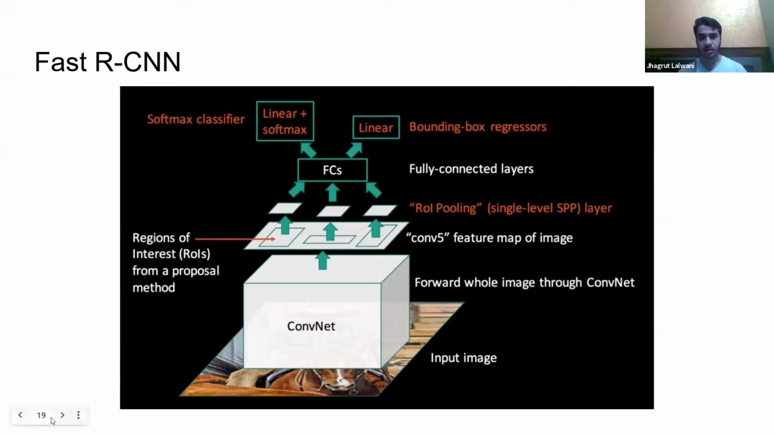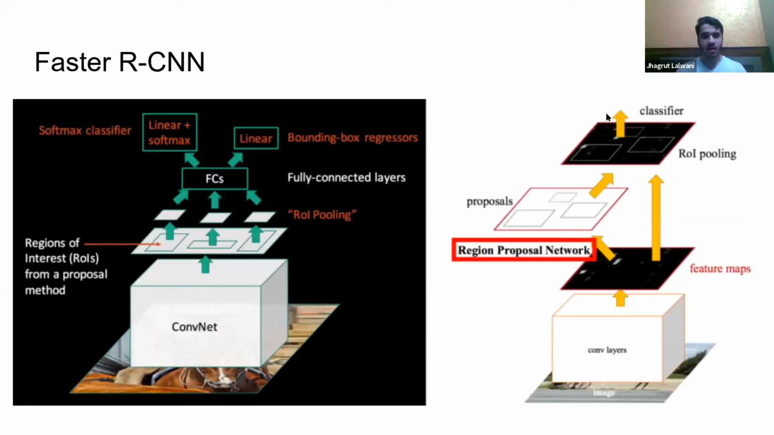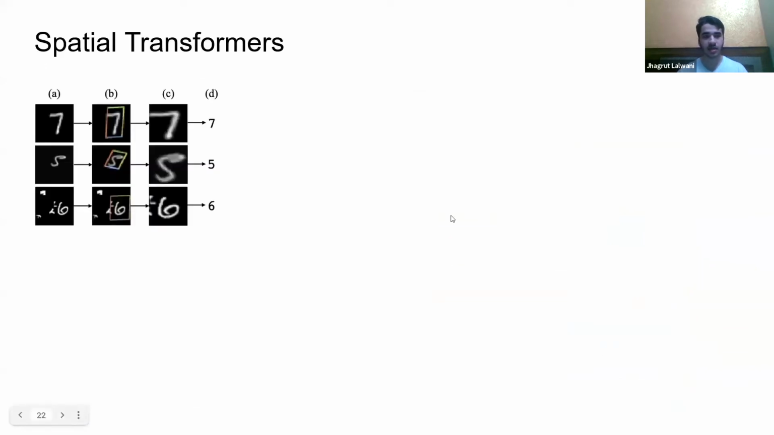You can move over to the next slide. So this is just an image of a fully connected network for classification, and it uses linear regression and softmax. The bounding box is further refined with the linear regression. And as mentioned before, Fast RCNN, as the name suggests, is much faster than SPPNet. You can move over to the next slide. Yeah, this is just Faster RCNN. I wouldn't waste my time again here. You can move over to the next slide.